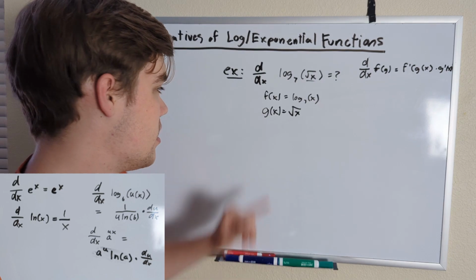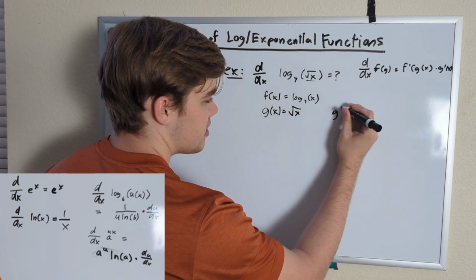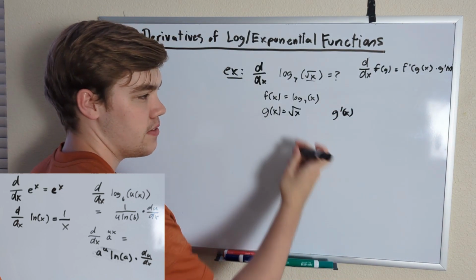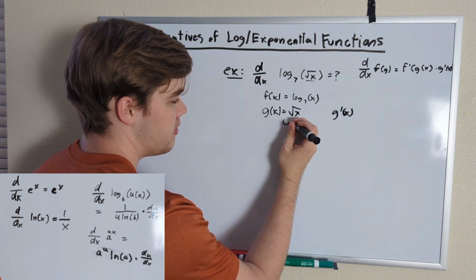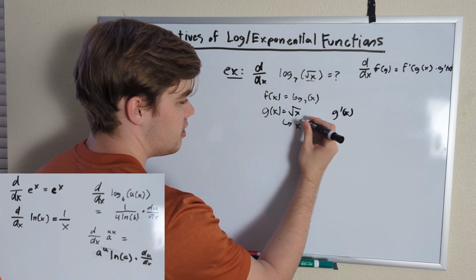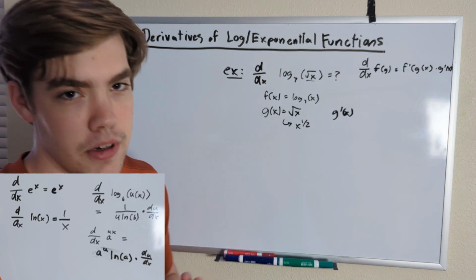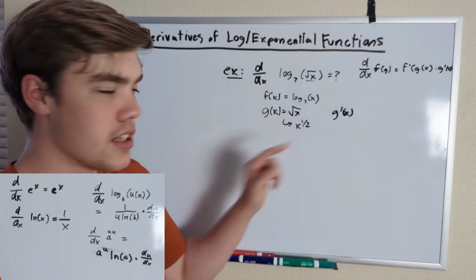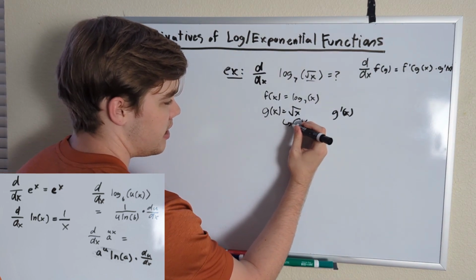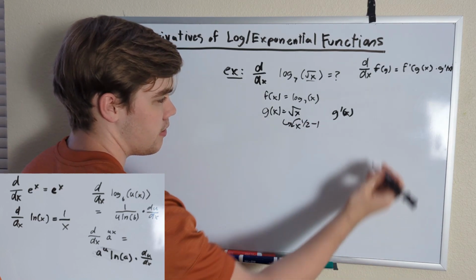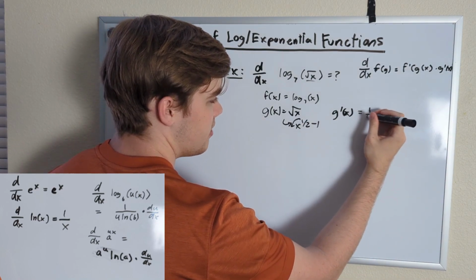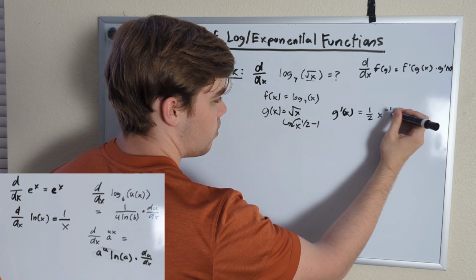So let's do that. The derivative of g of x, aka g prime of x, is the derivative of the square root of x. And remember, the square root of x can be rewritten as x to the 1/2 power. And this makes it much easier to solve because we can just use the power rule on this. So here we need to take this 1/2 to the front and then subtract 1 from our power. So this turns into 1/2 x to the negative 1/2 power.